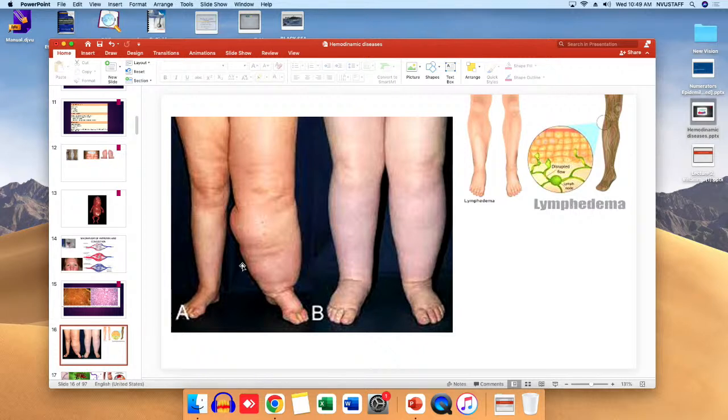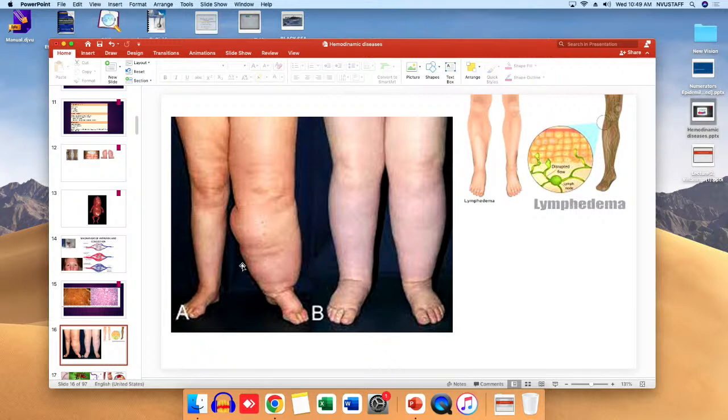This is elephantiasis. Elephantiasis is lymphedema, which is caused by a mosquito bite. Some mosquitoes, when they are infected with Wuchereria bancrofti, the pathogen, lead to inflammation of the lymph nodes, lymphedema, and the leg becomes huge. This is because of edema fluid. This is very difficult to treat, but elephantiasis is an acquired disorder.